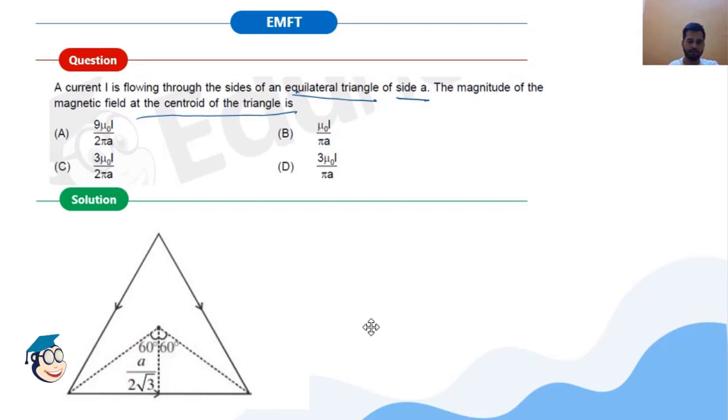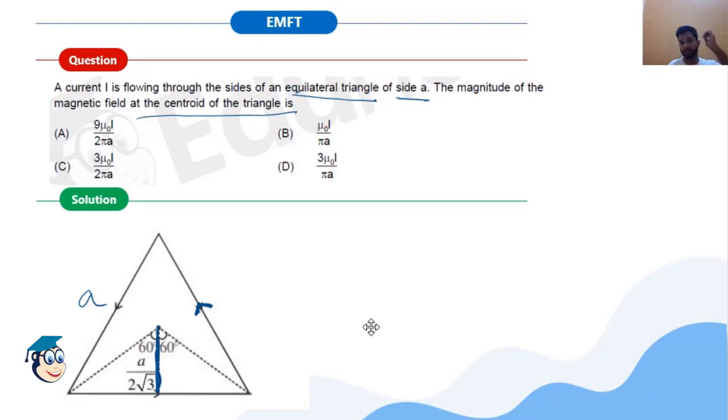Okay, so I have drawn the equilateral triangle with side length a. By using the property of an equilateral triangle, which I am not going to prove here, you must know from your 10th class or maybe 8th class that the centroid is at a height of a over 2 root 3 from the base side. So this length, let's say I will draw it, is nothing but a over 2 root 3.